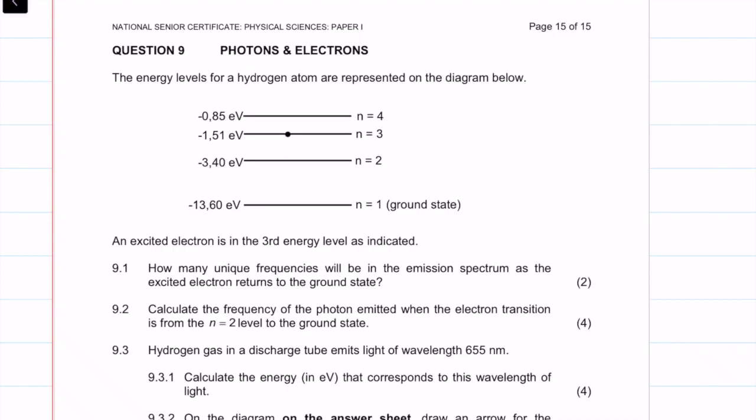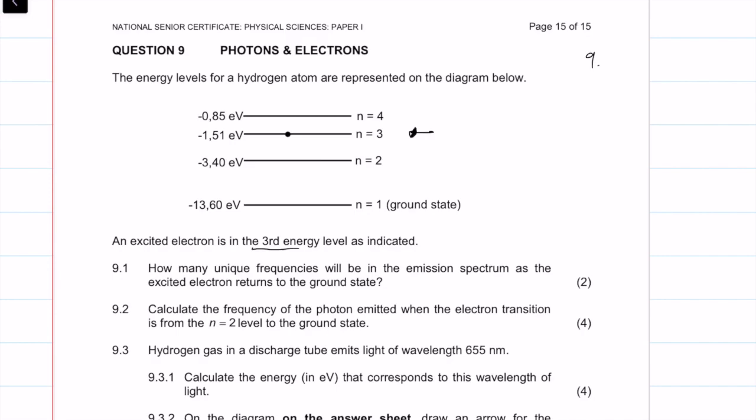What's up guys, and welcome to this tutorial on question 9 of the 2017 final exam. This question has to do with photons and electrons, as you can see. Okay, so let's get into the question. The energy levels for a hydrogen atom are represented on the diagram below. An excited electron in the third energy level is indicated right there.